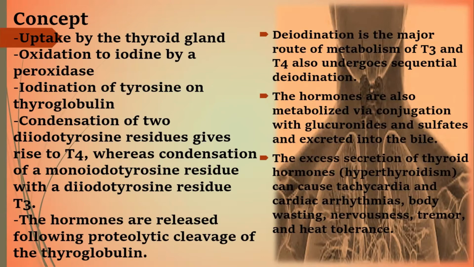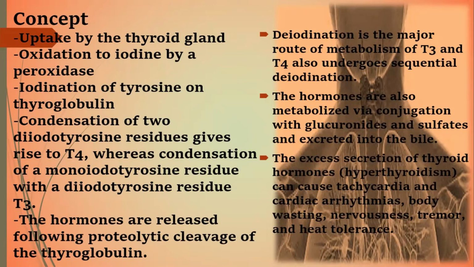The hormones are released following proteolytic cleavage of the thyroglobulin. Deiodination is a major route of metabolism of T3 and T4, and they undergo sequential deiodination. The hormones are also metabolized via conjugation with glucuronides and sulfates and are lastly excreted into the bile.